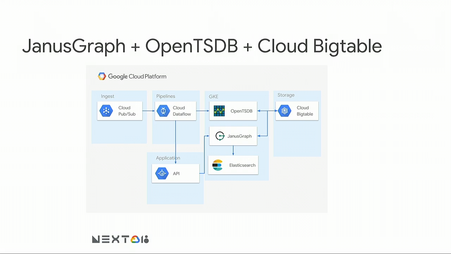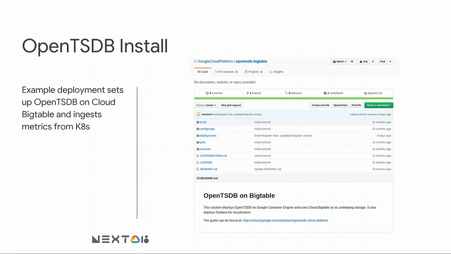We have an application that is providing an API that is talking to JanusGraph, and we have data coming in through PubSub that is being consumed by Dataflow, which is both publishing the time series data to OpenTSDB as well as sending requests to the API server.